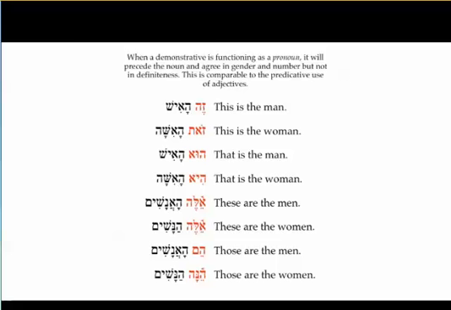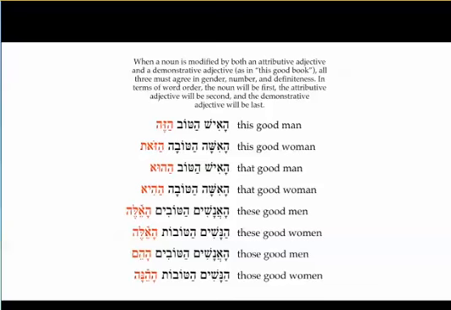When the demonstrative pronoun appears, you translate it with the form of the verb to be. What happens then when a noun is modified both by an adjective and a demonstrative? In this case, all three together must agree in gender and number and definiteness. Let's look at our screens at the first example.